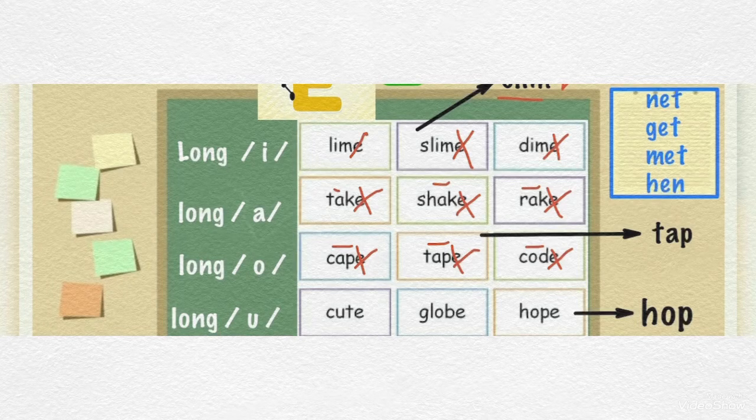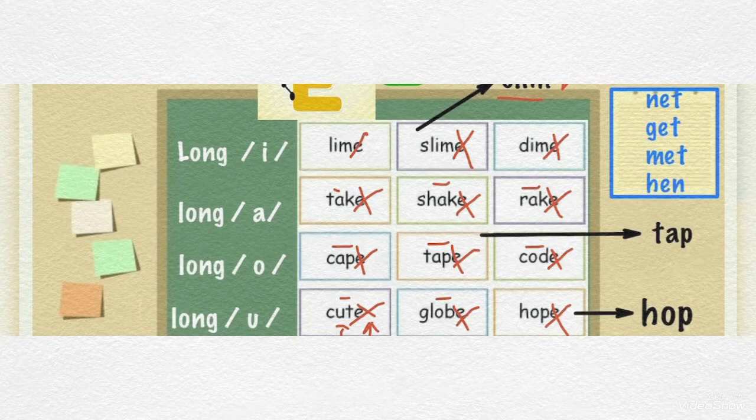Cute. Do you remember, my dear students, long U? U, which is followed by letter E? Very good. So here I will not read letter E, but it makes letter U longer, so I will read it cute. And here I have globe. I will not read letter E, but it makes the vowel O longer. Hope. Again, I will not read letter E, but it makes the vowel O longer than before.